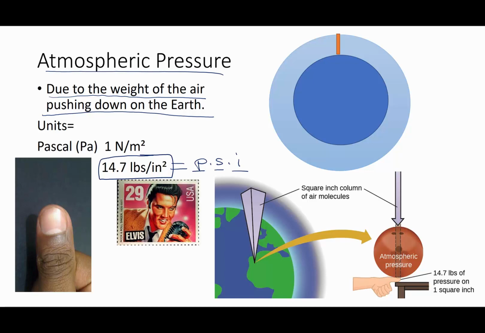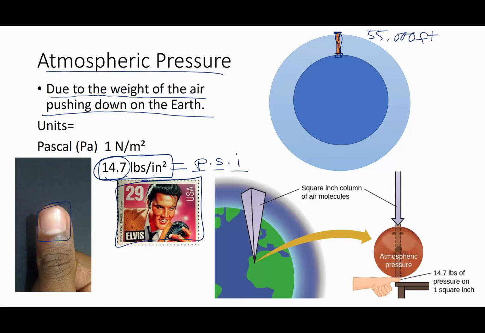So what this means is if you take 1 square inch of space, about the size of your thumb, about the size of a postage stamp, and you take a skinny little column of air to the top of the atmosphere, about 55,000 feet up, and you weigh all the air in that entire column of air, it is going to weigh about 14.7 pounds. That's where they get this concept of atmospheric pressure.